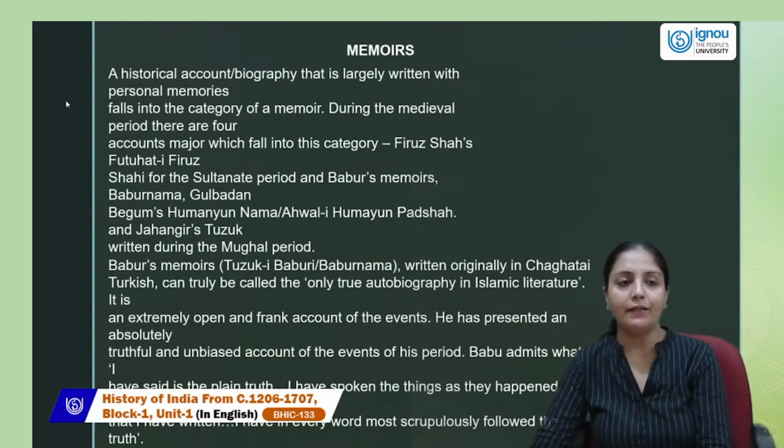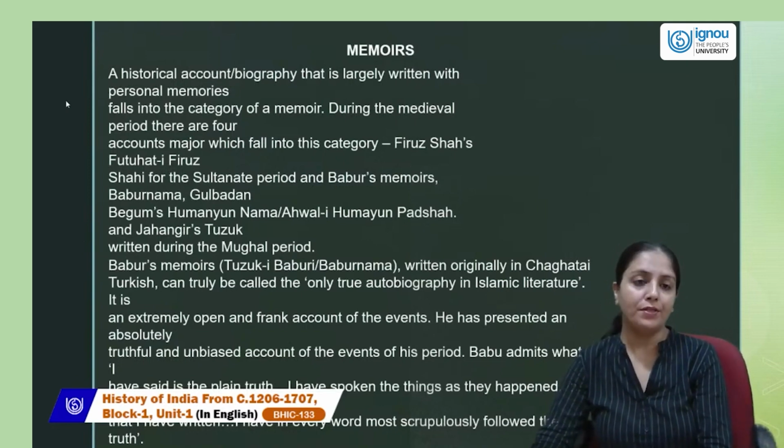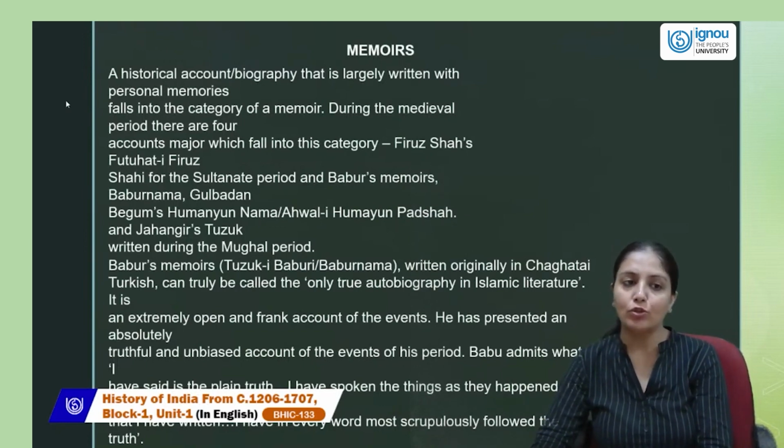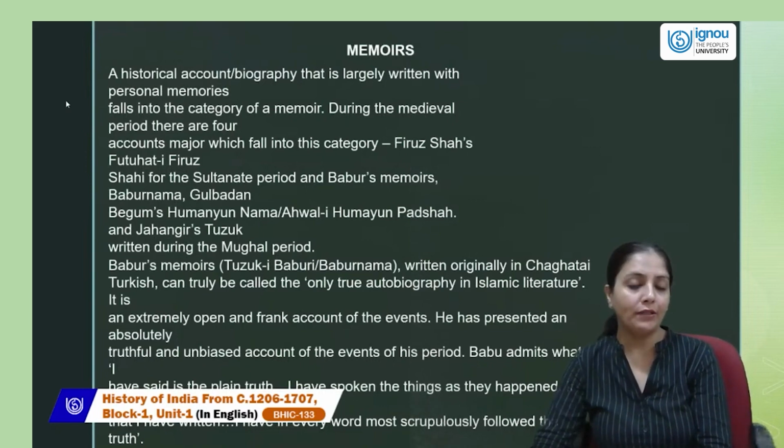During the medieval period, there are four major accounts which fall into this category: Firoz Shah's Futuhat-e-Firoz Shahi for the Sultanate period, and Babur's memoirs, the Babarnama, Gulbadan Begum's Humayunama, and Jahangir's Tuzuk, written during the Mughal period.